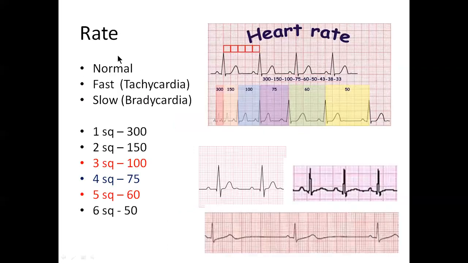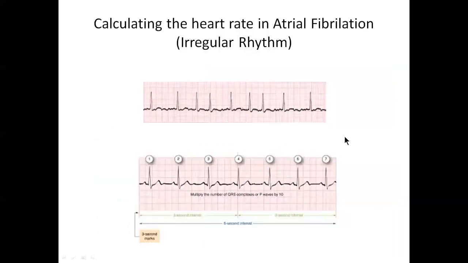Now I need you to go back to the rate for one moment. Remember our method of memorizing and just calculating the rate? This works only if the heart rate is regular. If it is not regular, we have to use a different system. And that system is we count 6 seconds, and that will be equivalent to 30 squares, right?